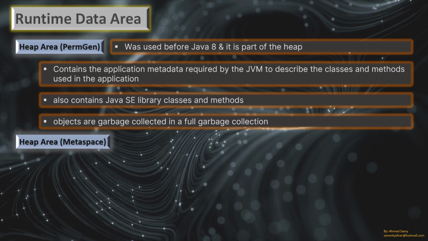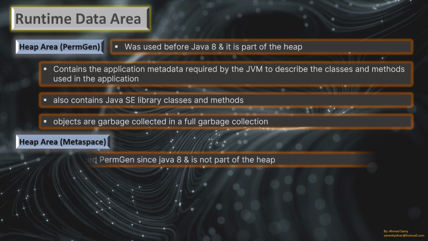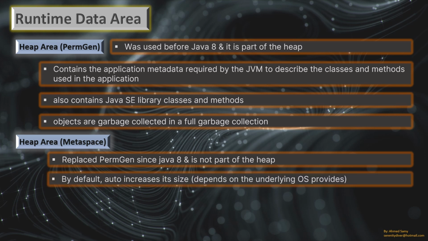We now have what we call Metaspace. It is not PermGen anymore, because Metaspace has replaced PermGen since Java 8 and is not part of the heap anymore. By default, it automatically increases its size, depending on what the underlying operating system provides.